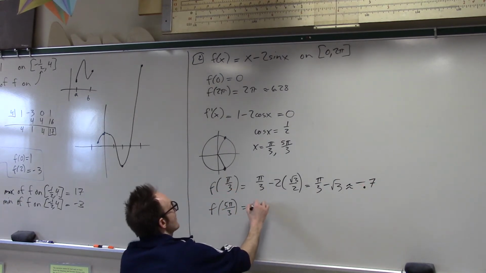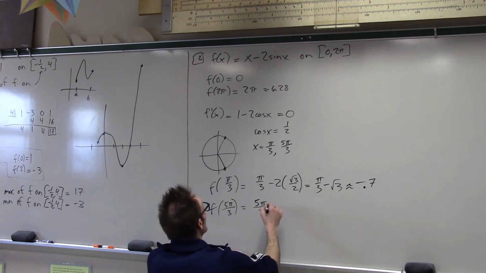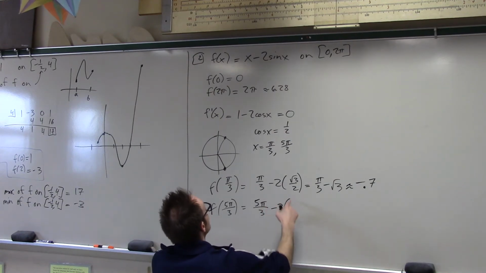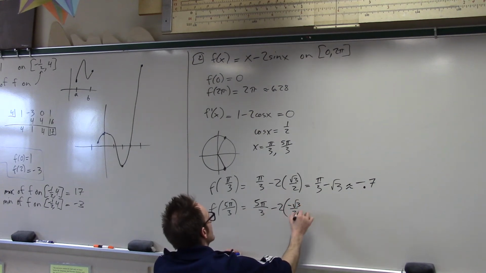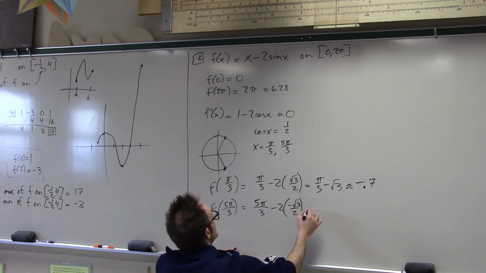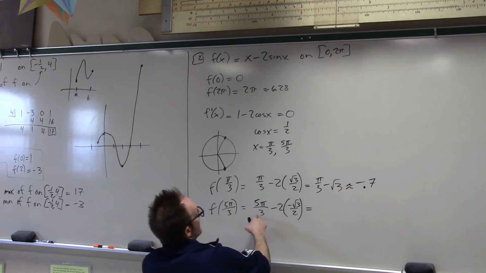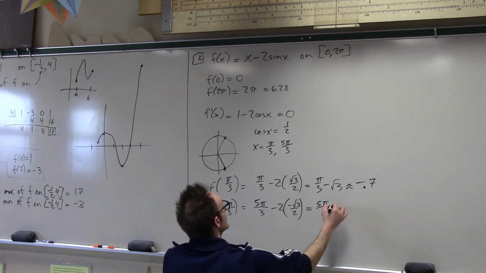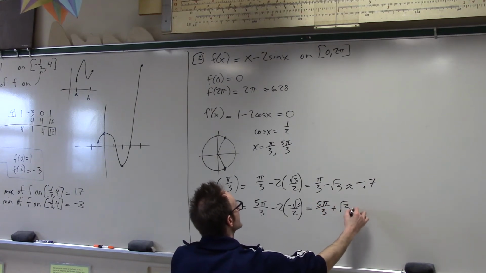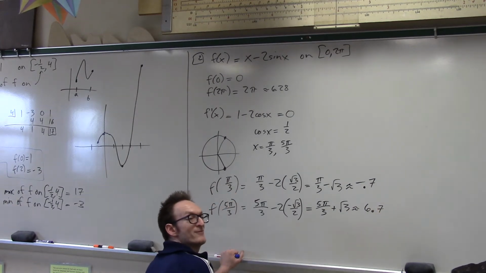Good, what if you plug in 5 pi over 3, what do you get? You get 5 pi over 3 minus 2 times, what is the sine of 5 pi over 3? Negative root 3 over 2, right? Yeah. So then that becomes like 5-ish. Well, it's 5 pi over 3 plus root 3, but now that's like about 6.7, agreed? Because like 5 pi is more or less like 5-ish.